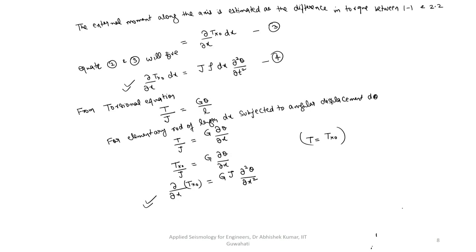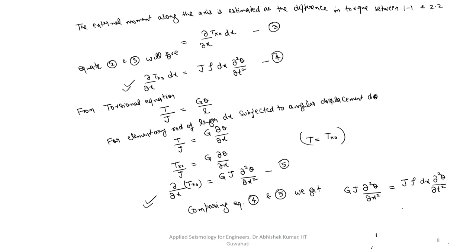So, now we can compare equation number 4 with respect to this particular equation. I am writing this equation as equation number 5. So, comparing equation 4 and 5, what we get is G J dou square theta over dou x square equals J rho dx dou square theta over dou t square. So, dx will also not be there, because it is there on both the sides. So, dx can be removed from this particular equation.